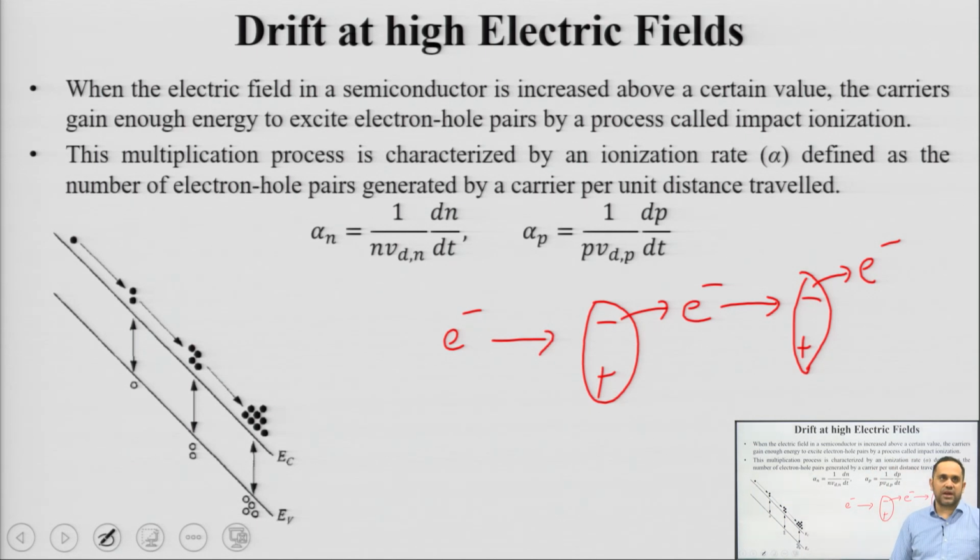So, this phenomenon is known as impact ionization. Okay. This multiplication process is characterized by an ionization rate alpha, which can be defined for both electrons as well as holes. So, one electron can generate another electron leaving behind a hole. So, one high energy electron generates one electron hole pair and another high energy electron keeps on further generating different electron hole pairs. Okay.